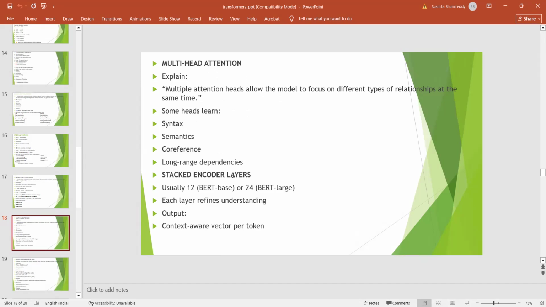This is a stacked encoder layer. It usually uses 12 or 24 layers. Here, each layer refines understanding. In the original transformer it usually has 6 layers. So for each layer, it refines the understanding, and going to the next layer, it has a better understanding.